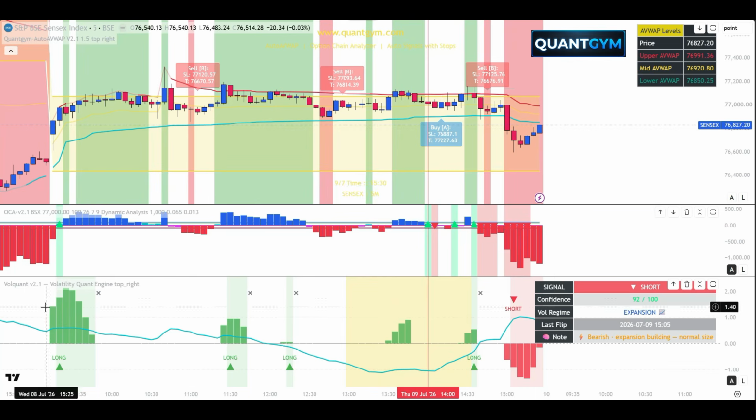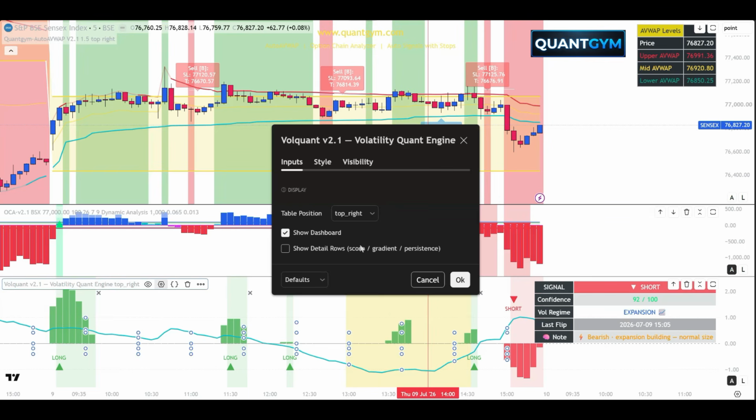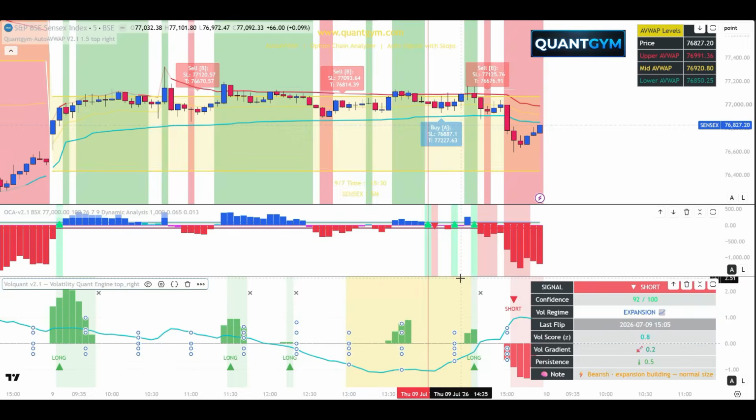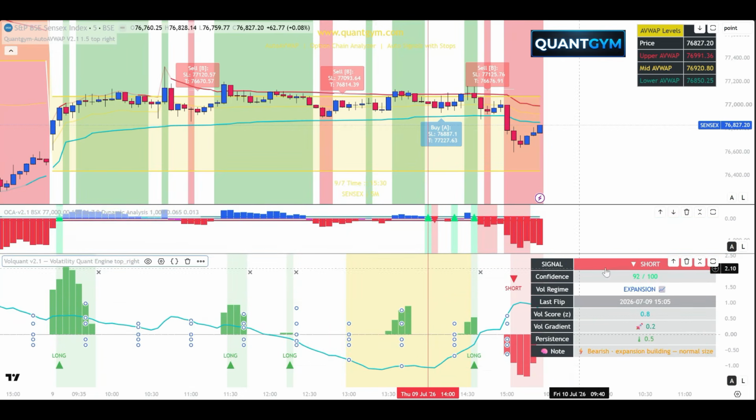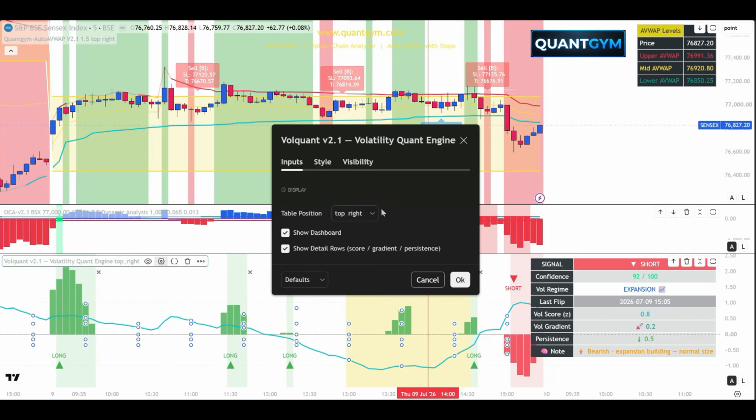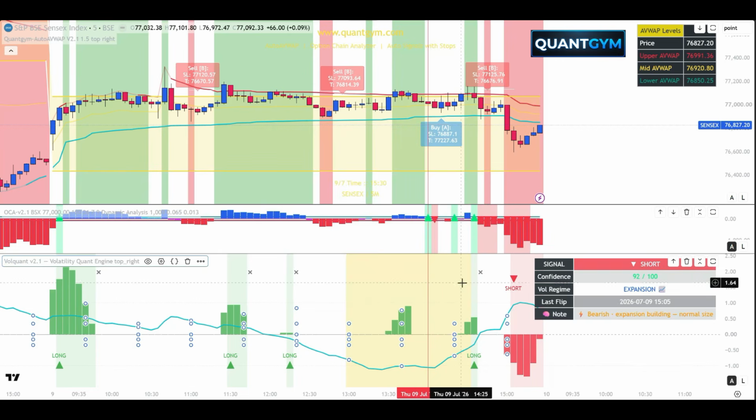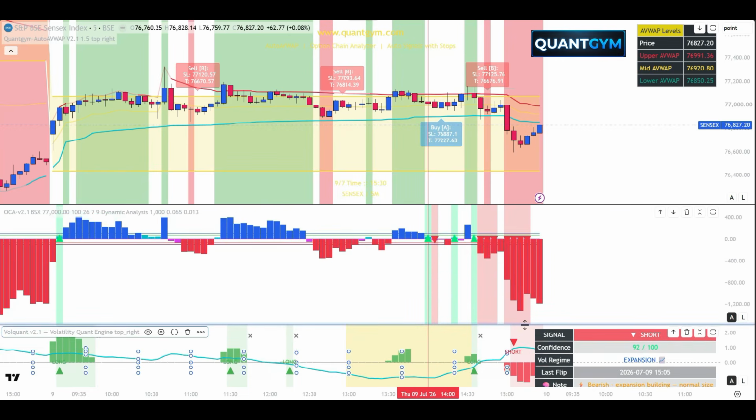Now, first of all, I got a few queries or complaints that when you are seeing Volquant, it is taking too much screen space. What you can do is go down to settings. If you click this detail off, it will become smaller. So this indicator looks like this.